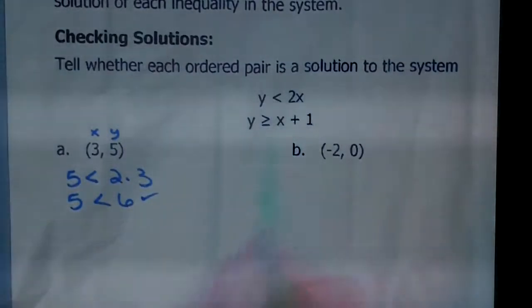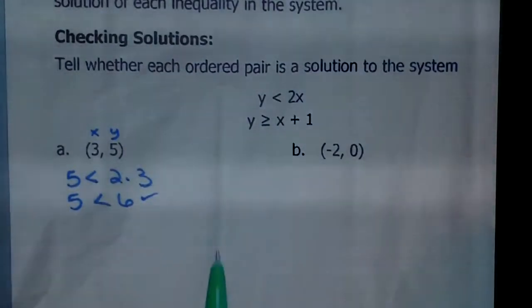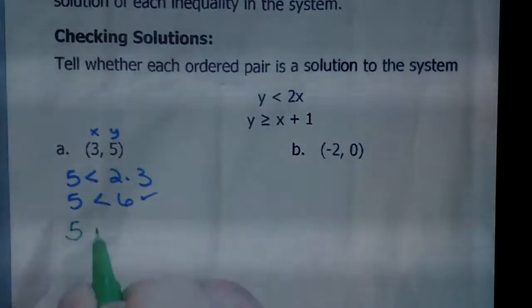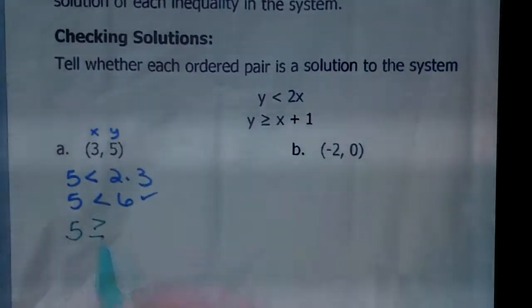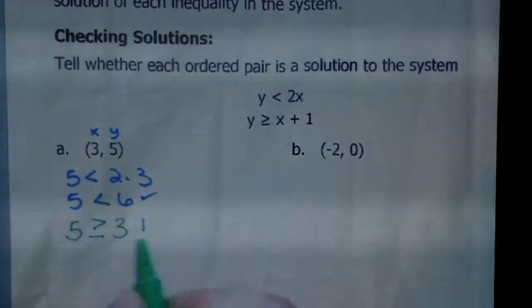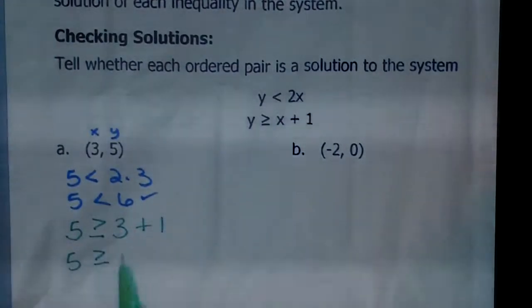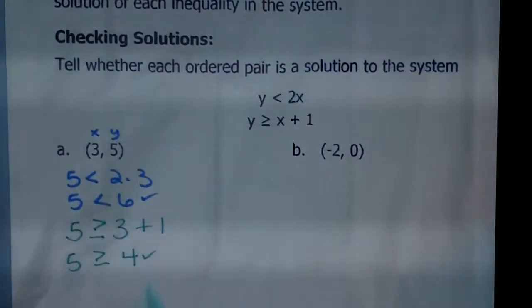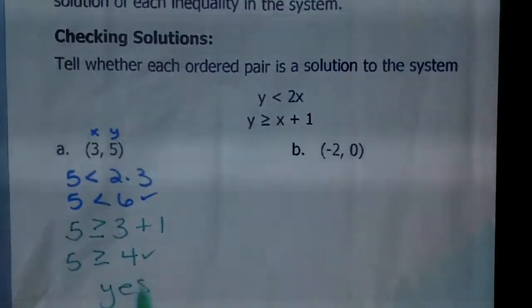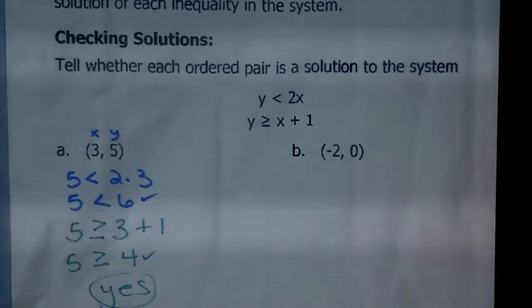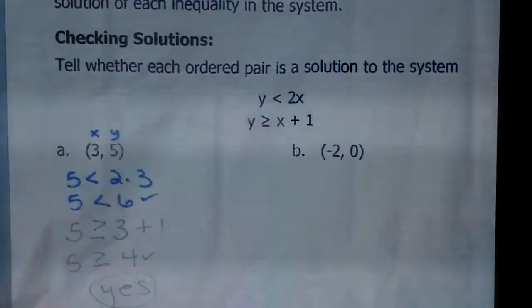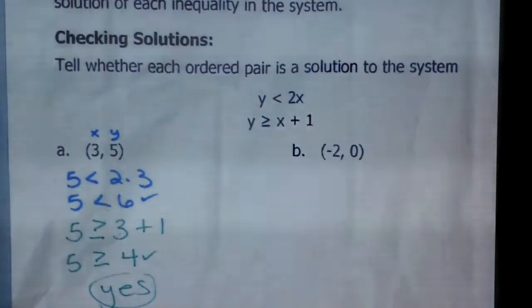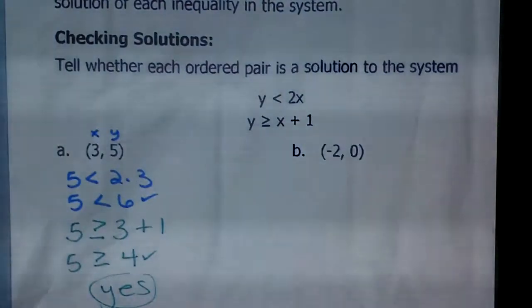Let's check and make sure it works for the second. So y is greater than or equal to x plus 1. 5 should be greater than or equal to, x is 3. Is 5 greater than or equal to 4? Yep. So the answer to this would be yes, (3, 5) is one of the ordered pairs that will satisfy both inequalities, because when you plug it into both inequalities, it's true for both.